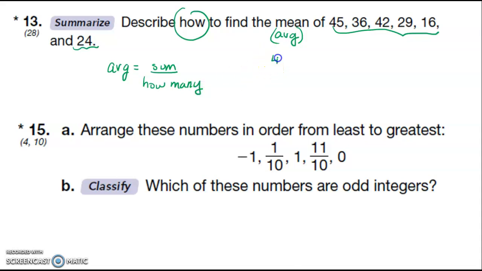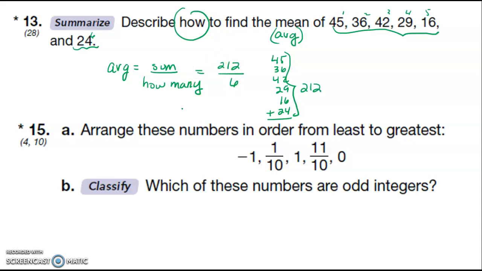So my sum would be 45 plus 36 plus 42, 29, 16, and 24. You go ahead and do that in my calculator. Plus 36 plus 42 plus 29 plus 16 plus 24. So I get, as my sum, 212. And then I have 1, 2, 3, 4, 5, 6 as my how many.